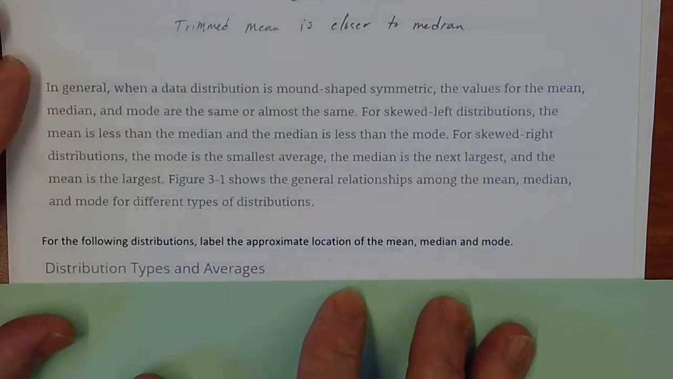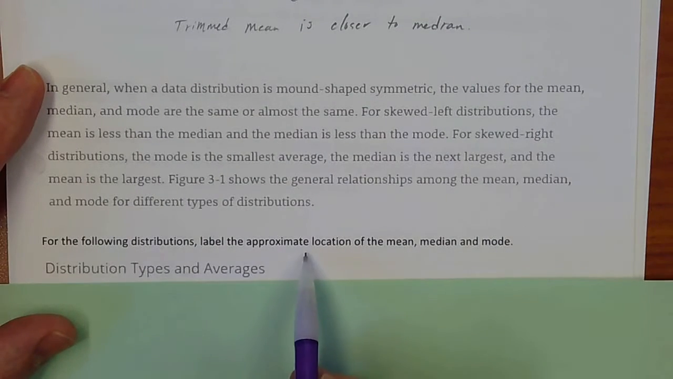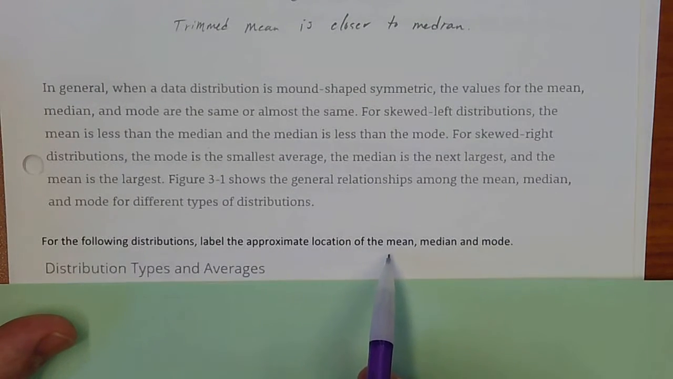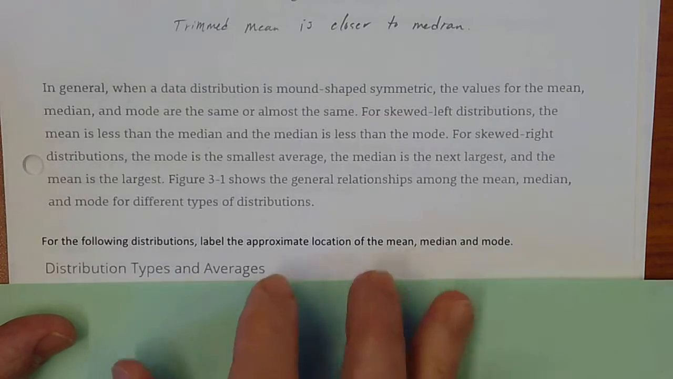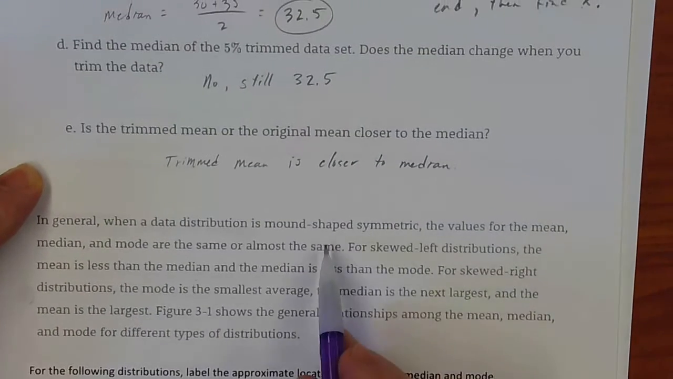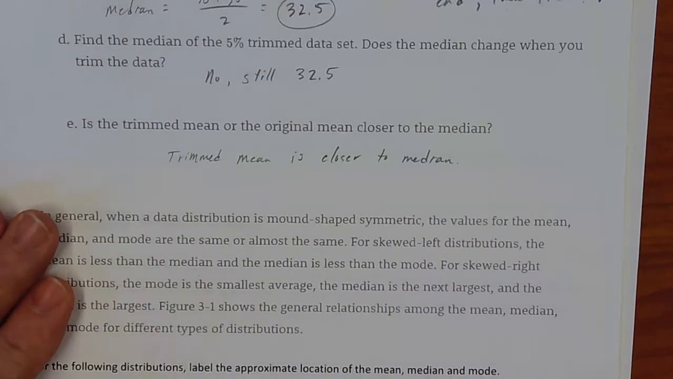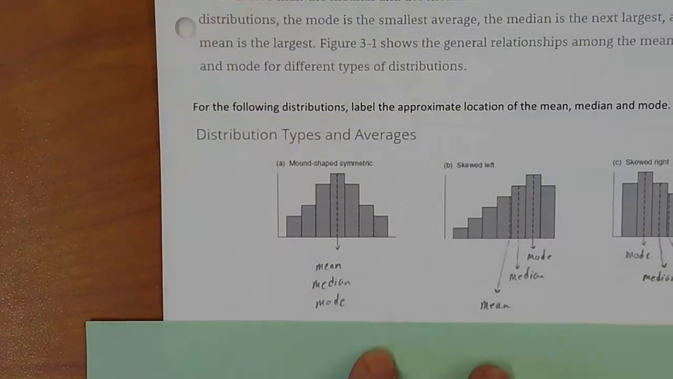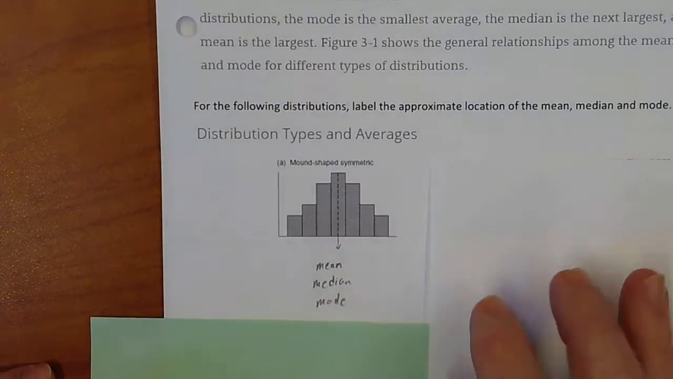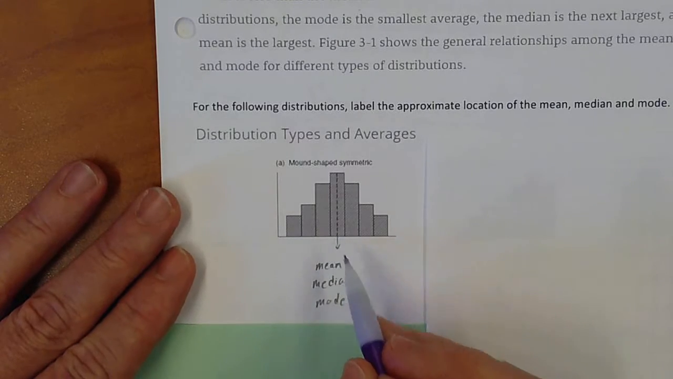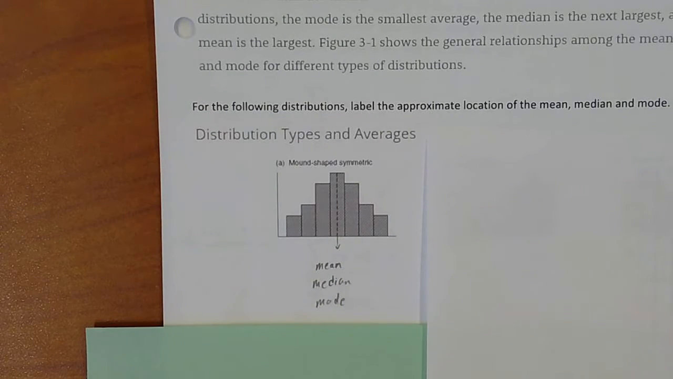All right, so for the following distributions, this is where we left off. Label the approximate location of the mean, median, and mode. In general, when it is mound-shaped and symmetric, the values of the mean, median, and mode are going to be about the same. So once you label that on this first distribution, the mean, median, and mode are all right there in the middle, approximately the same. But once we get to skewed distributions, some are affected more than others.